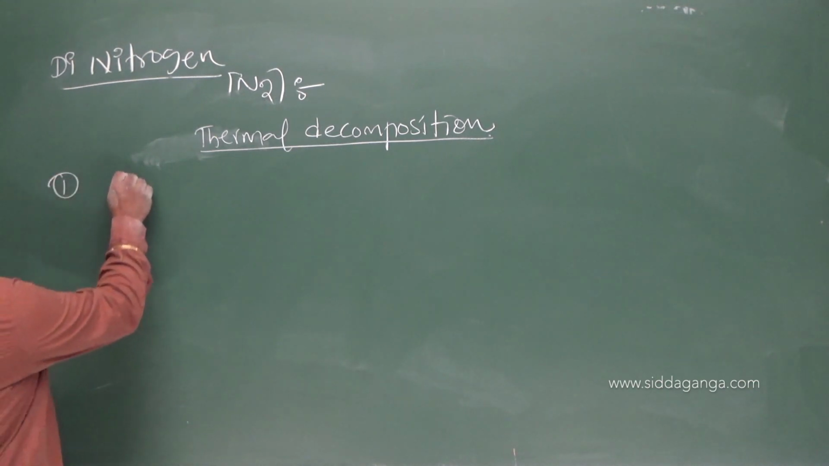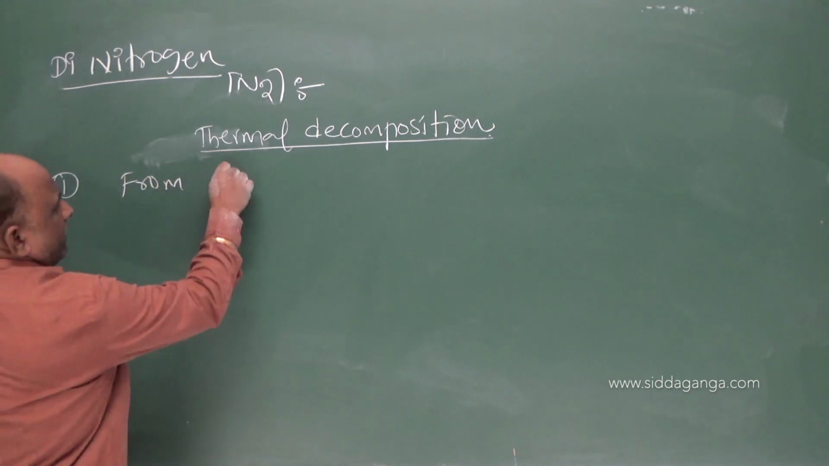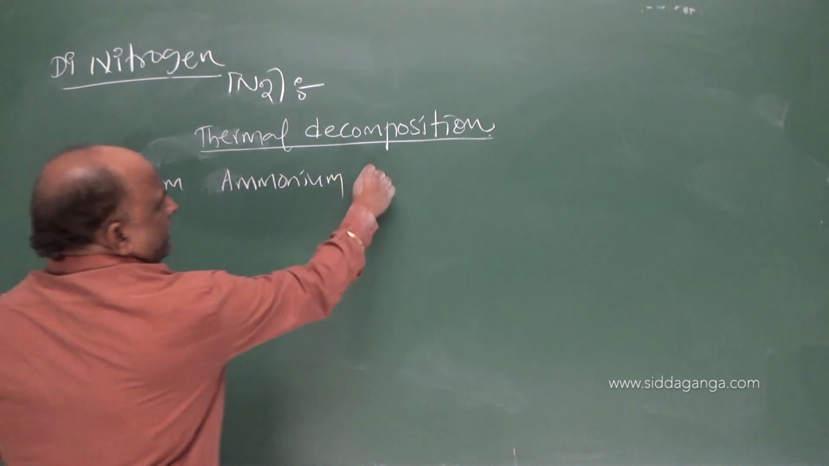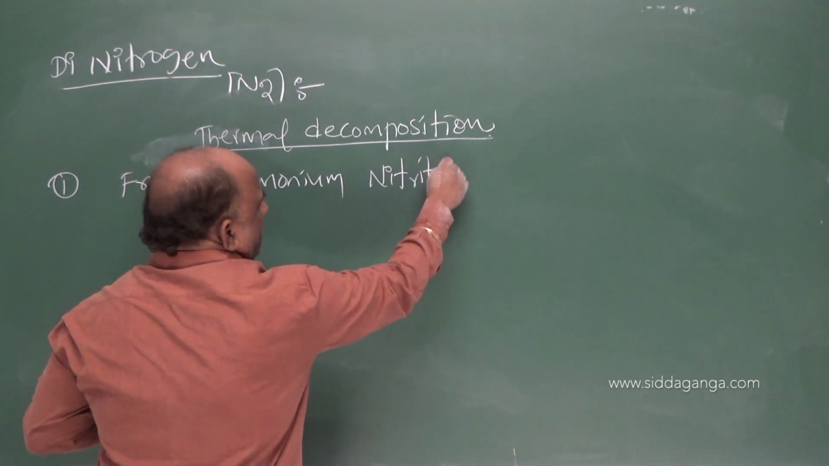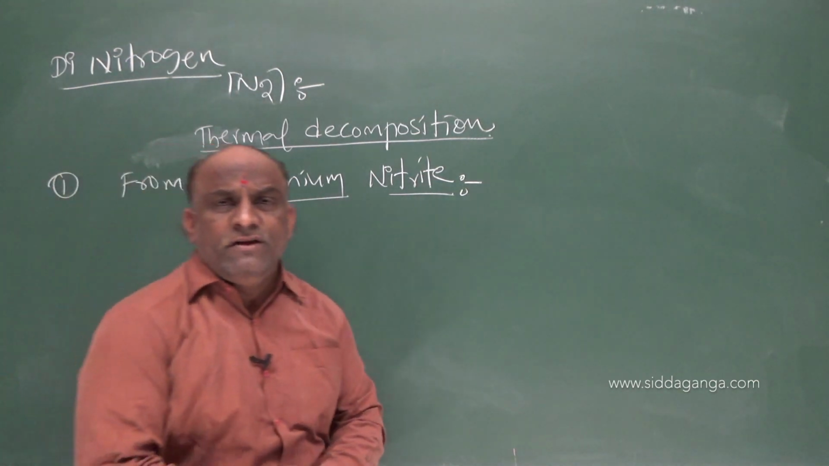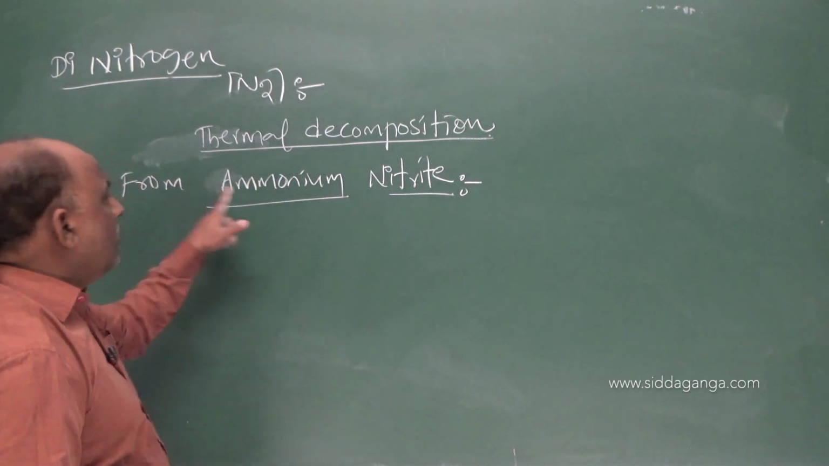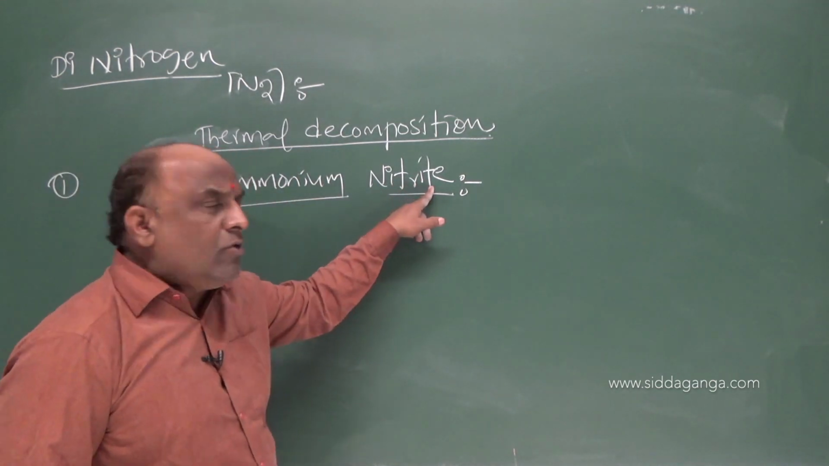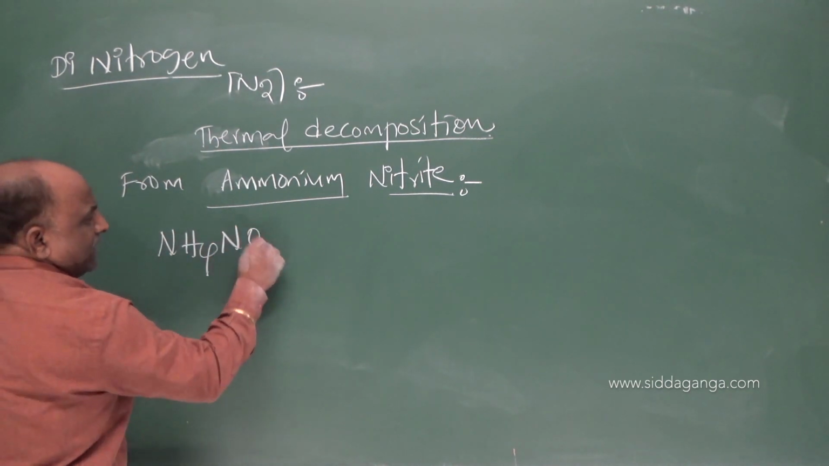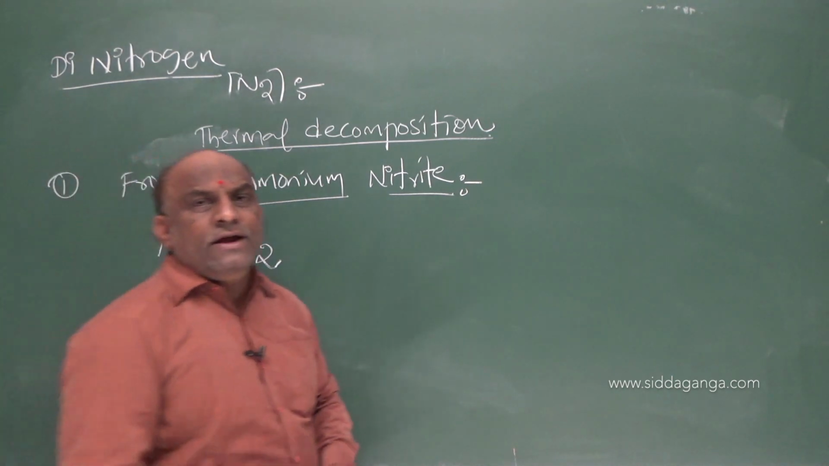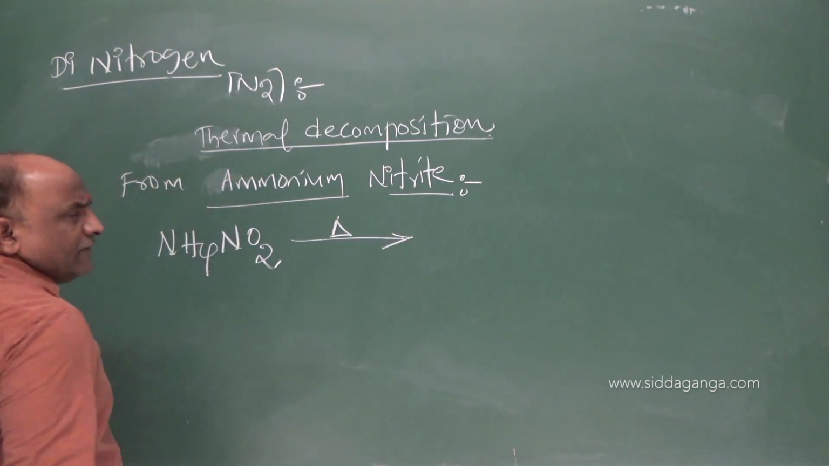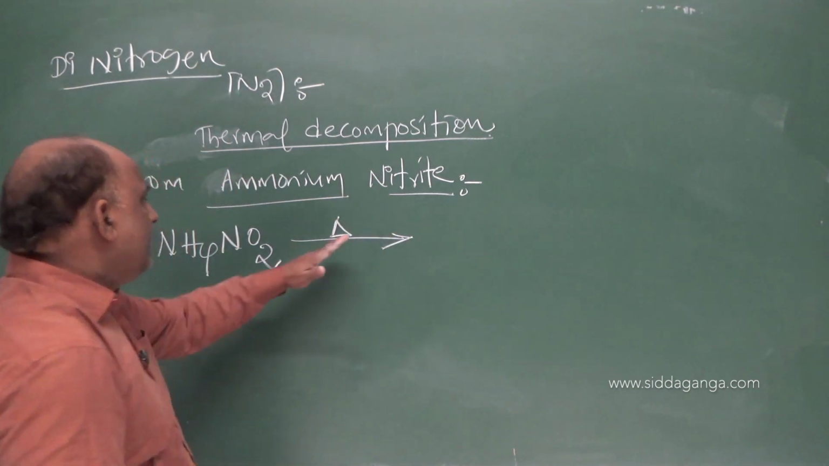Number 1 is from ammonium nitrite. Make a note, students, this is a very important reaction. The molecular formula of ammonium nitrite is NH4NO2. Thermal decomposition means you supply some external energy or heat the substance.